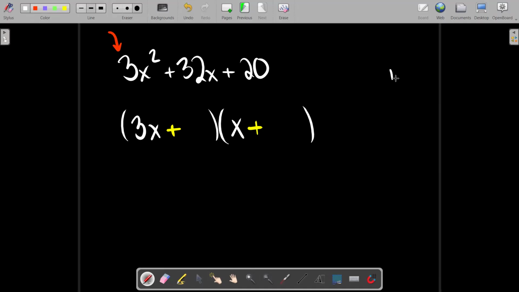Let's go through the list. There's 1 and 20, and then the backwards of that, 20 and 1. It matters now. 2 and 10, 10 and 2, 4 and 5, or 5 and 4. Anything jump out? You're not going to find any numbers on this list that add to make 32. So that's where the confusion starts, like, none of them add to make 32. I get that, but the 3 is in play now.